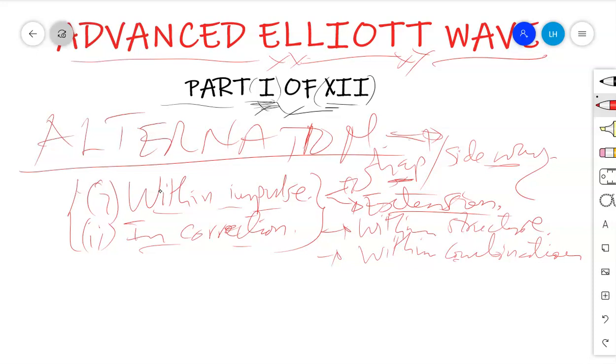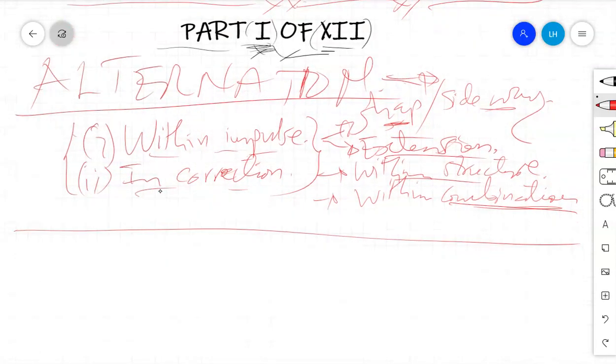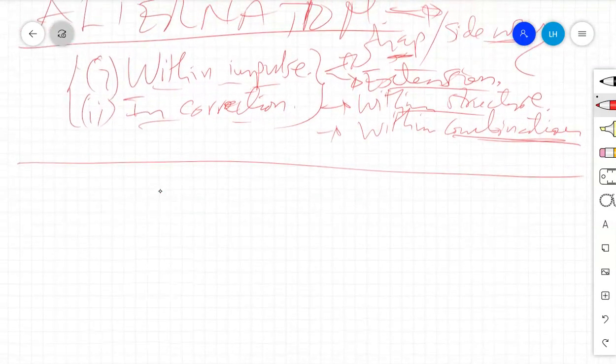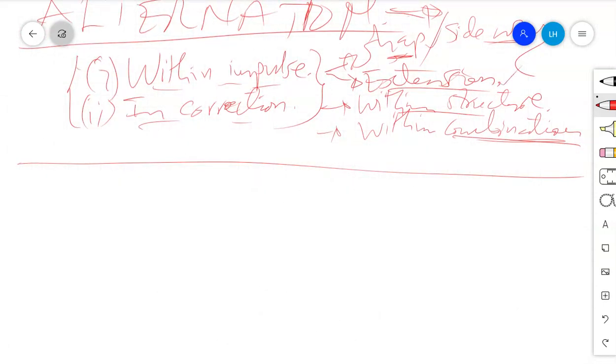Now the issue with combination is that sometimes corrective waves cannot stand as an individual structure. More than one corrective structure may combine together to form a big picture of what we call the corrective wave. So within a combination there is alternation, and within a single corrective structure there is also alternation. So what are those kinds of alternation within an impulse and within a correction? Let's go straight to the concept and start covering the issues on sharp and the issues on extension.